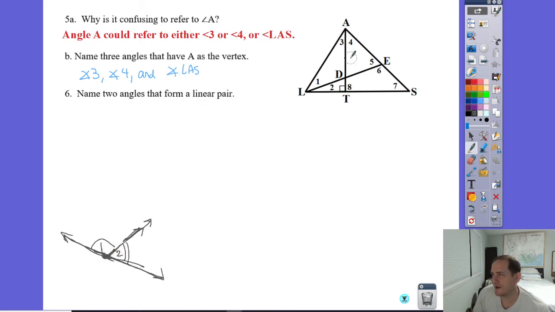So looking at our diagram, where do you see that? Here is the place that stands out the most to me. Angle 5 and angle 6 have rays that form a nice straight line. So they're supplementary. They're adjacent. They're our linear pair. Angle 5 and angle 6.